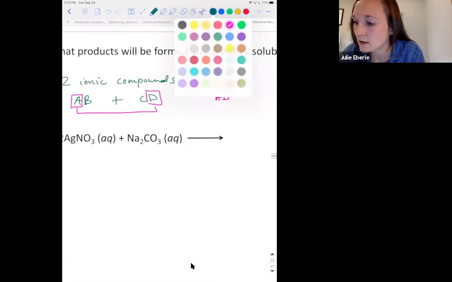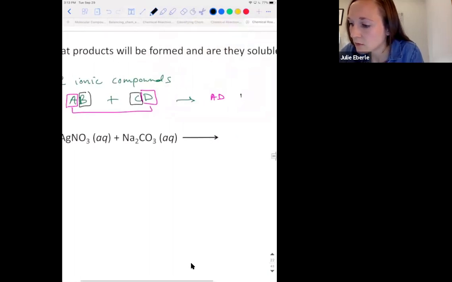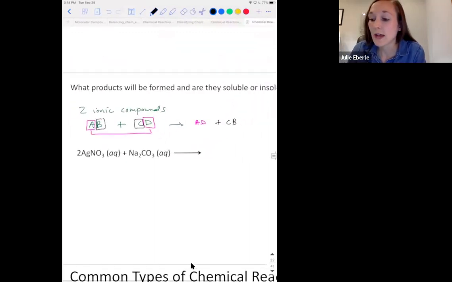And the second compound is going to be formed, I'll pick a different color, let's do black. The anion from the first compound with the cation from the second. So then you would have plus CB. So that is how you should predict your products. So go ahead and pair those up.